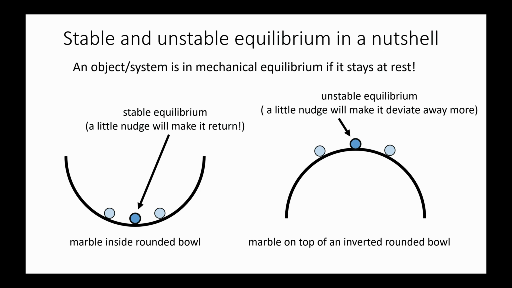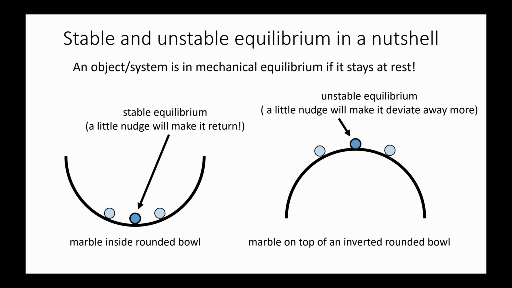On the left-hand side, we see a schematic of something like a marble placed at the bottom of a rounded bowl, a hemispherical bowl. That's an example of a stable equilibrium, which might be next to obvious. If we displace the marble a little bit in any direction from the equilibrium position and release it from rest, it has a tendency to come back to the equilibrium position, which makes the equilibrium stable.